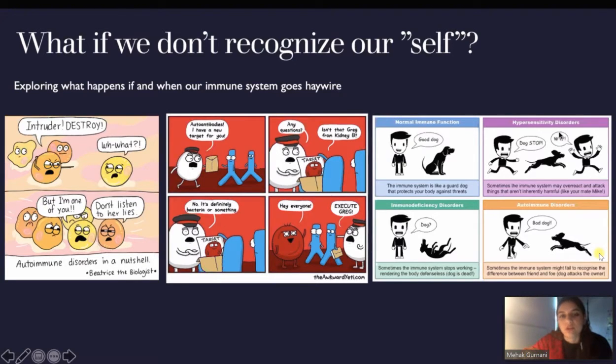If you have what we call hypersensitivity disorders, sometimes the immune system might overreact and attack other things in your body. This is basically what allergies look like. Some people have stronger allergies, some people don't, so there's a certain level to it. But allergies basically mean that your body doesn't recognize a new substance that has come in, and it attacks it. So it might overreact and cause more inflammation. That's an example of hypersensitivity.